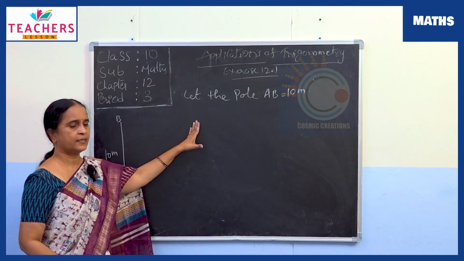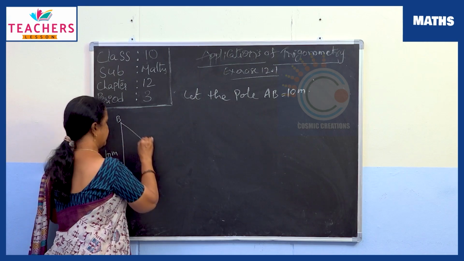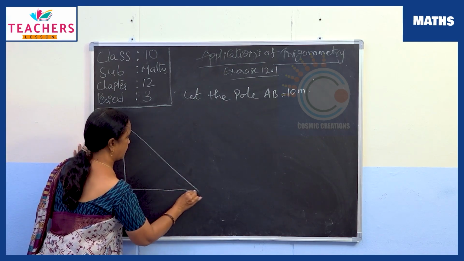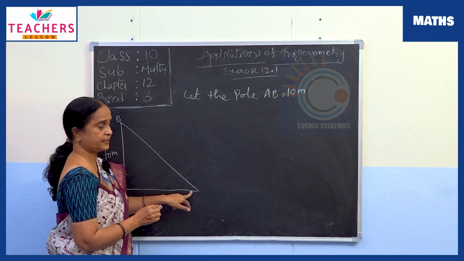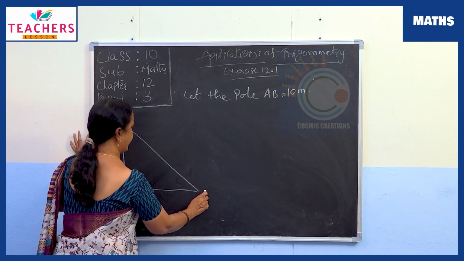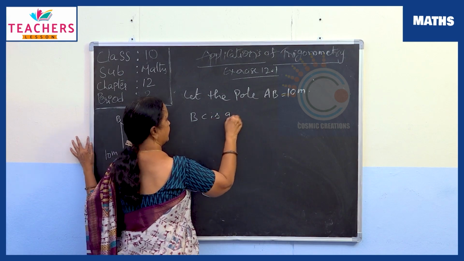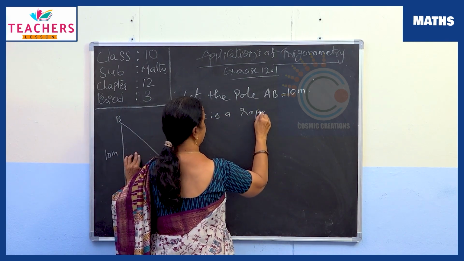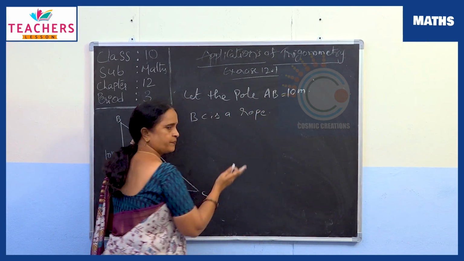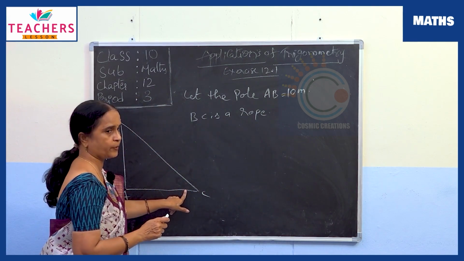Meters. Next, what is given? It is making an angle. It is tied with a rope. BC is the rope. BC is the length of the rope. The length of the rope we don't know. The rope BC is tied with the ground.